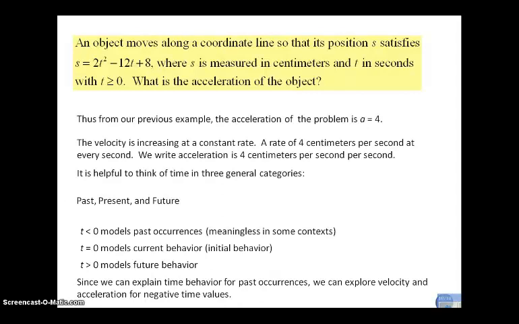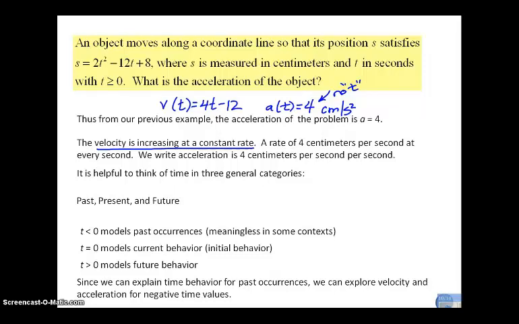All right, so same question, same position function, the same setup on the question anyway. And it wants to know what is the acceleration of the object. Well, remember the velocity of the object was 4t minus 12. So the acceleration of the object is the derivative of velocity, and we can see that that's 4, and it's going to be centimeters per second squared. So the velocity is increasing at a constant rate. It doesn't depend on any time t. There's no t in acceleration. We have a constant acceleration.